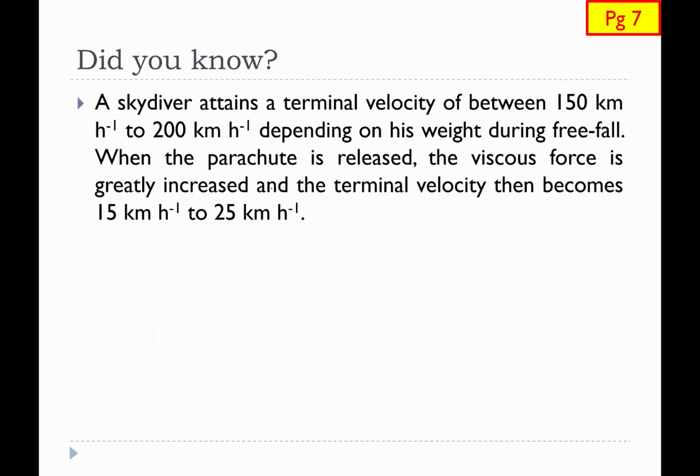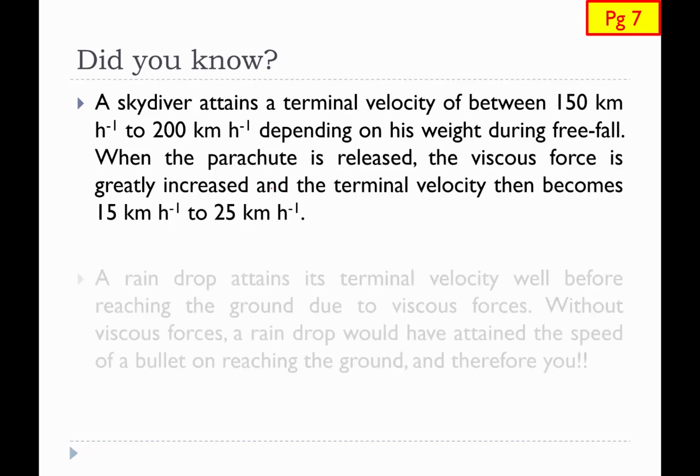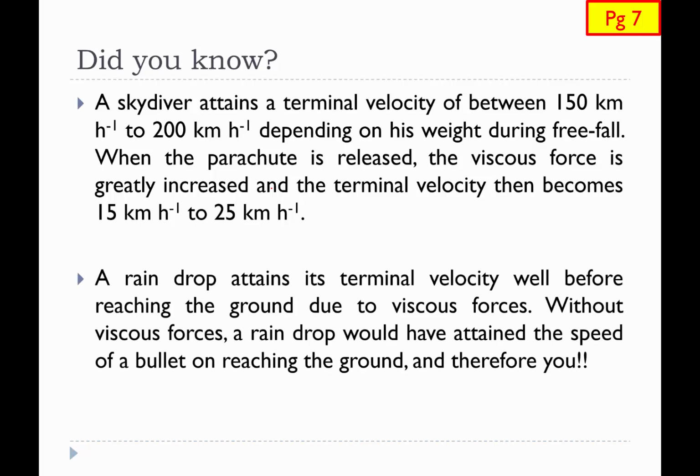Here we have some interesting examples, like a skydiver. It will attain terminal velocity between 150 km per hour to 200 km per hour. The same goes for raindrops: because of air, they will reach terminal velocity well before they reach the ground. So it actually saves us. The atmosphere around us is providing a protective layer so that the raindrop wouldn't drop at a very high velocity, gaining very high momentum, so that it wouldn't hit us and crush us.